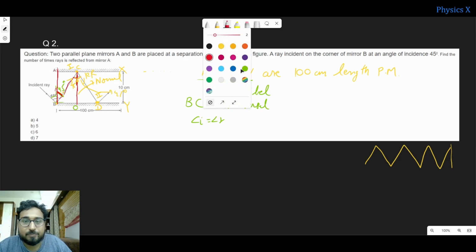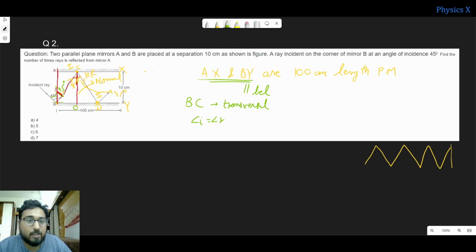Now listen. What I am telling is that this angle is 45, this angle is 45. This angle now, 90 minus 45, is also 45. So this is what it becomes. I extended this normal, right? This also we extended, and this became 45. Since this is 90 degrees, this angle is 45. This angle is 45. This angle is 90.